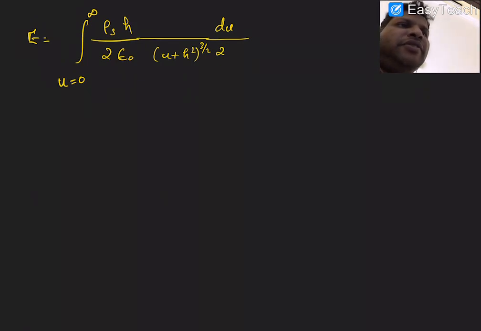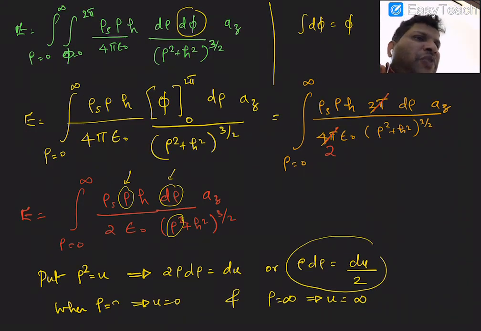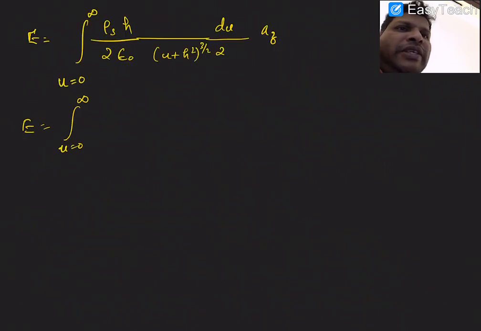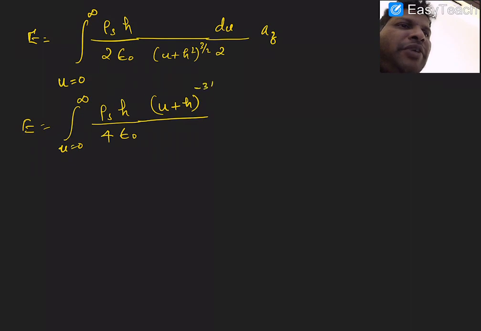Now I can write this as electric field is equal to the integral from u equal to 0 to infinity. I forgot the direction Az, so Az is also there. So rho s into h, then 2 into 2 becomes 4. So 4 epsilon 0, then u plus h square whole power minus 3 by 2, into du, then Az.